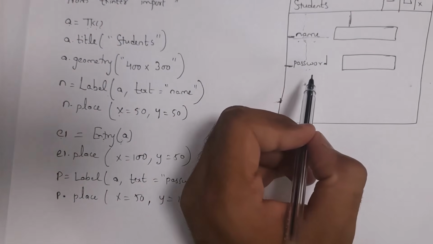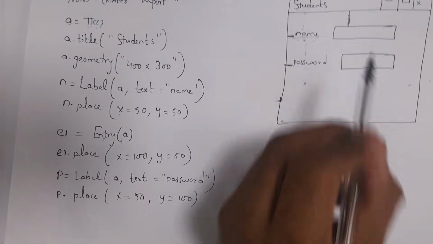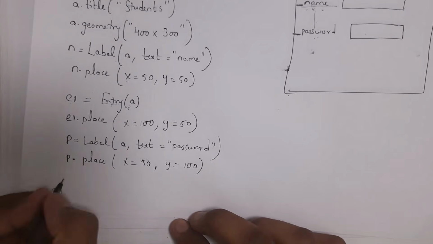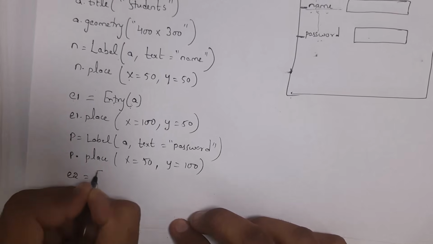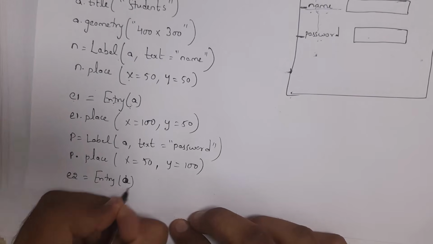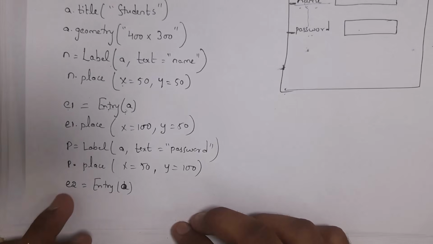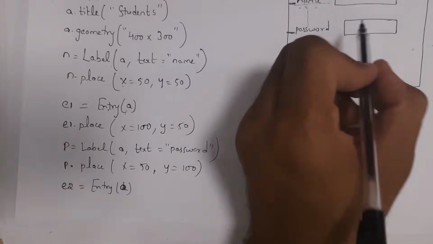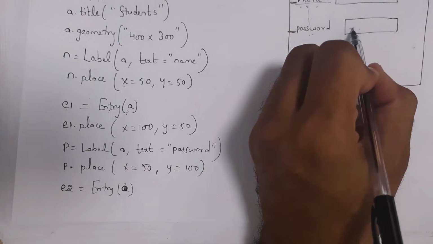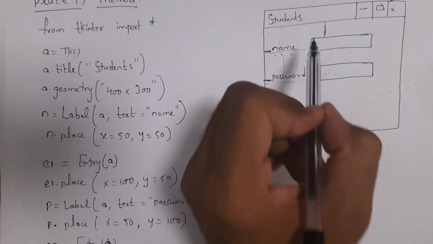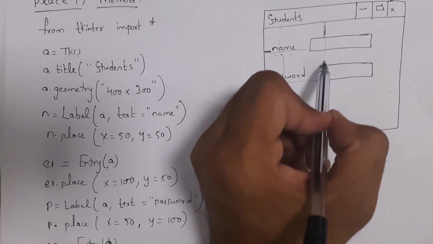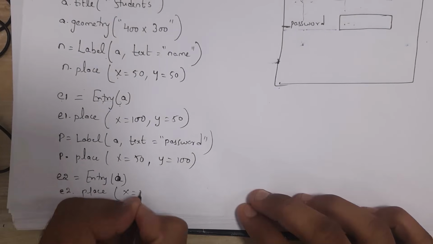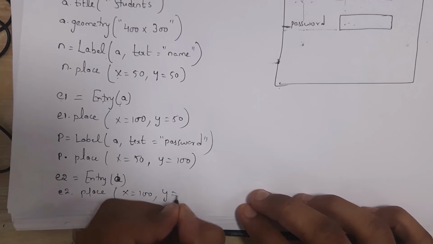And at last I want to place one entry box beside the password. You can take any variable name. I am taking the variable name as e2. e2 equal to Entry of a, because I am applying this entry box inside the window. I want to place this entry box after the password. So here the gap is 100 and again here the gap is 100. So take e2.place x equal to 100 comma y equal to 100.